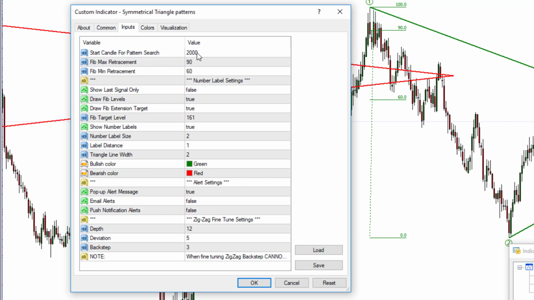The indicator doesn't repaint at all, so as soon as a symmetrical triangle is formed, it appears on your chart and it stays on your chart.